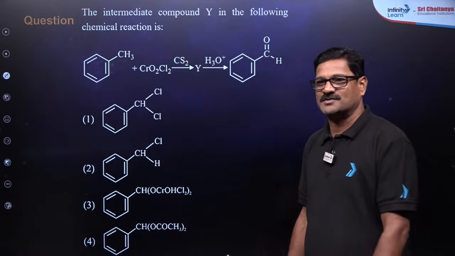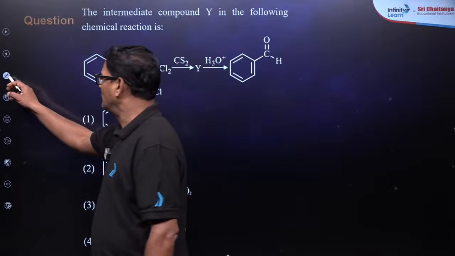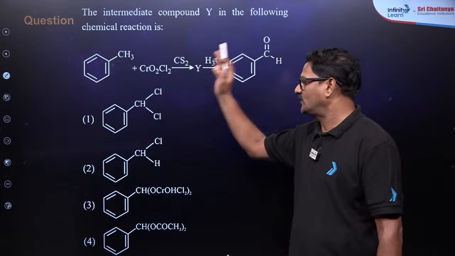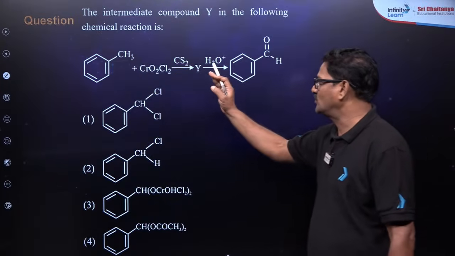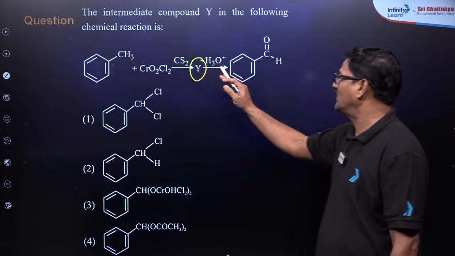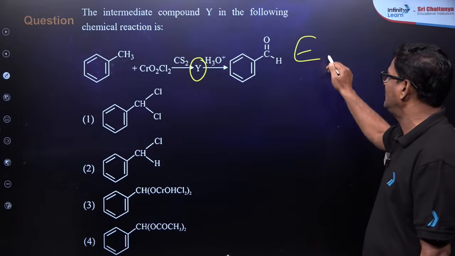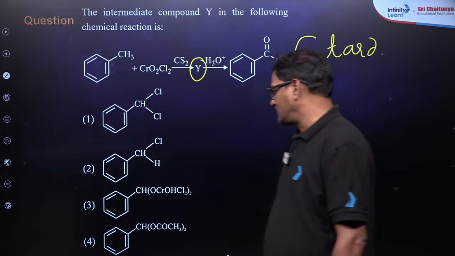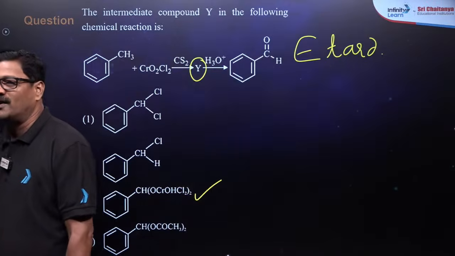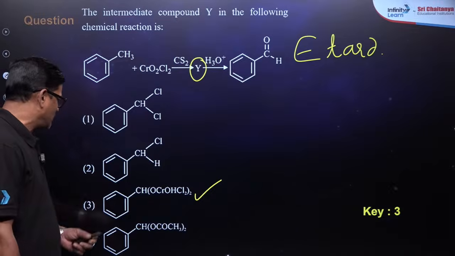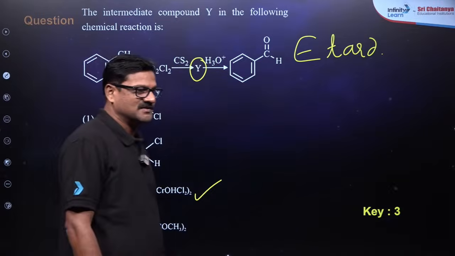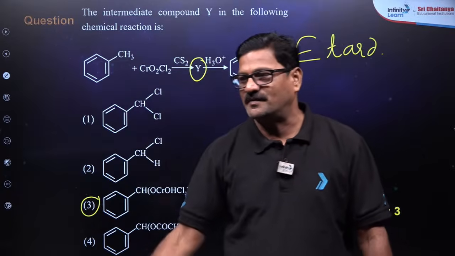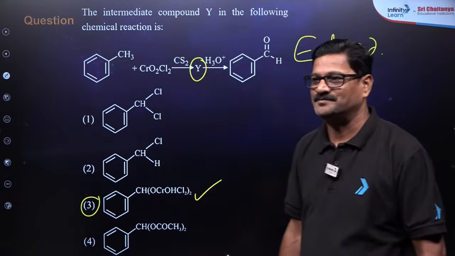Here is one more question. Toluene with CrO2Cl2 in CS2 gives benzaldehyde. It is the Etard reaction. In this Etard reaction, you are going to see the chromium complex. Option 3 is the correct answer for this question. Etard reaction, NCERT. It is a direct application of NCERT. Yes or no?